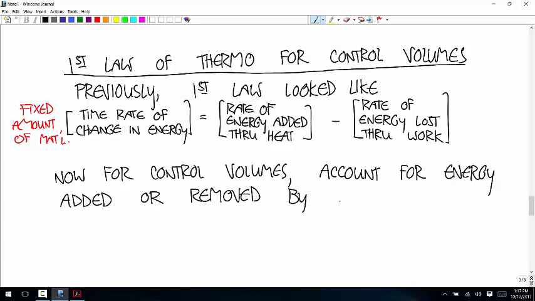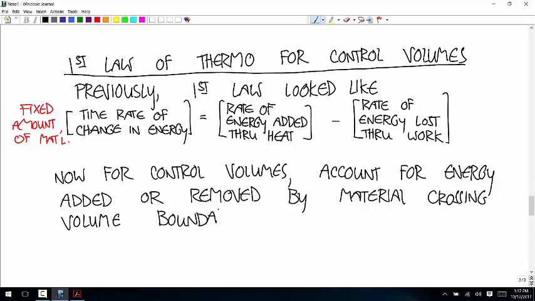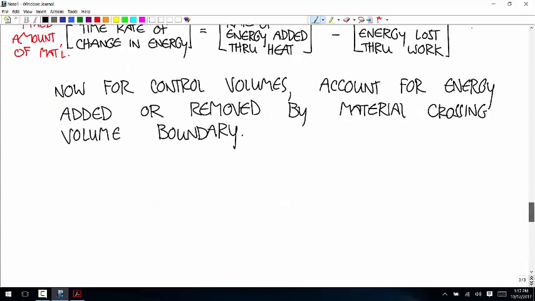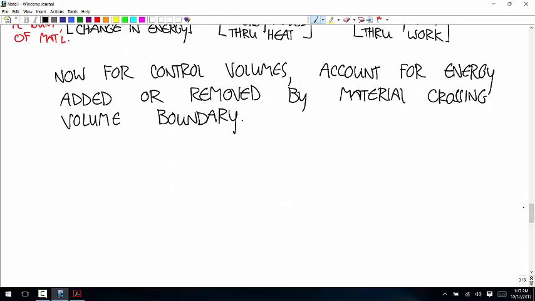So added or removed by the material passing the volume boundary. So we still have all of these terms, but I guess we have to think about two other terms.